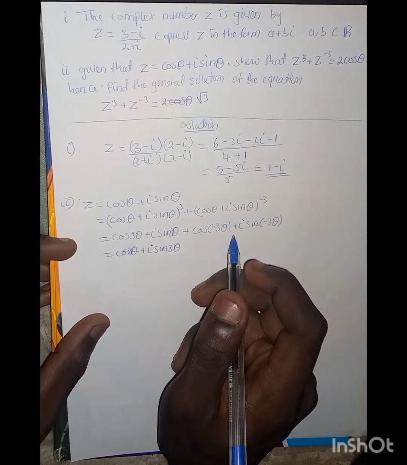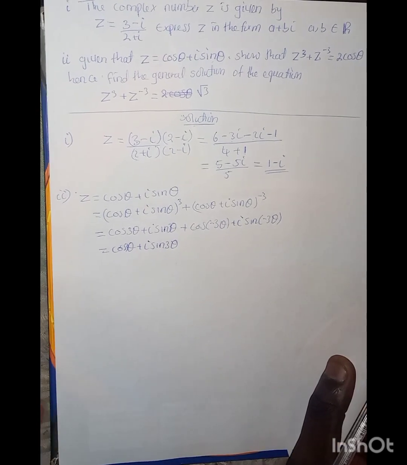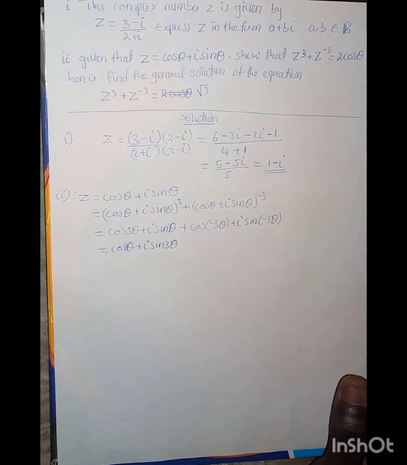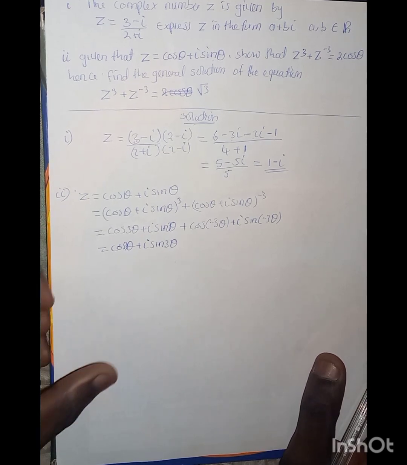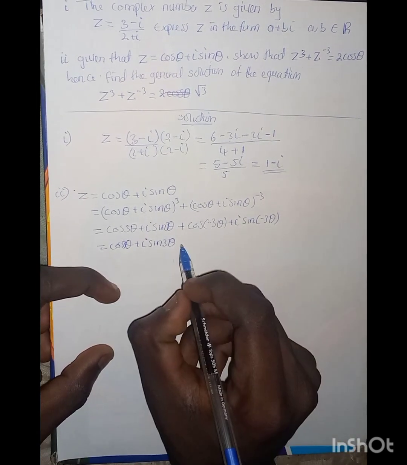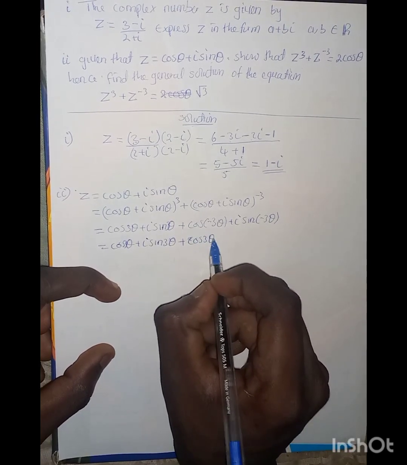Then we know that cos of a negative angle is the same as the cos of the positive angle, because the cosine function is an even function. So cos of negative theta is the same as cos theta. So cos of negative 3 theta is the same as cos of 3 theta. We have cos of 3 theta.